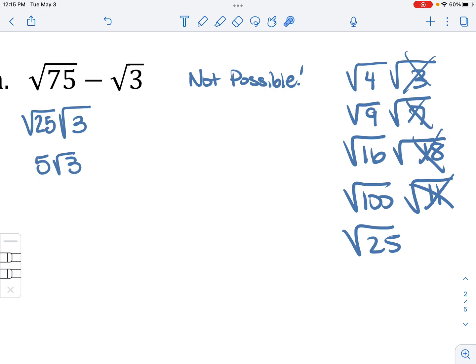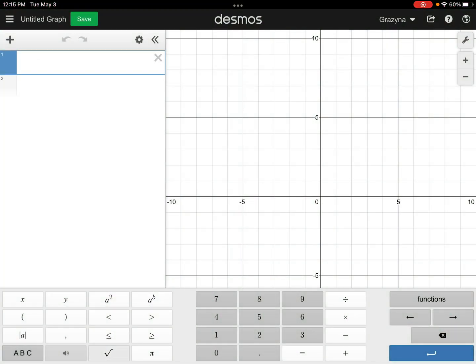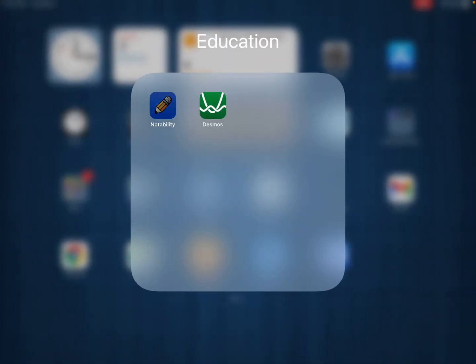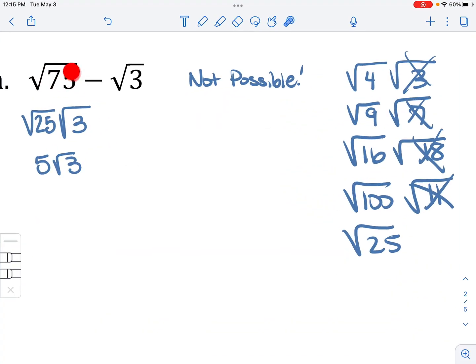So now I've turned this and this into the same thing. And I promise you they're the exact same thing. If I go to Desmos and type in square root of 75 and 5 square root 3, hold please. See, same exact answer, 8.66. So you can break apart these big numbers into two radicals where they multiply together, but one of the numbers has to be a number that you can take the square root of.